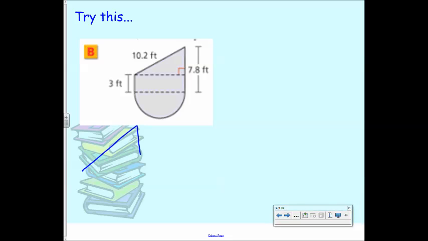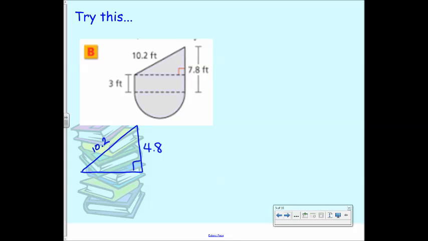Okay, I know that this is 10.2, but that's not really going to help me because this is what part of the right triangle? The hypotenuse. So I need the base and the height. Do I have the height? I can figure out the height, right? Because this is 7.8 and this is 3, so the height must be 4.8. So then how could I figure out the base? A squared plus b squared equals c squared. Okay, so a squared plus b squared equals c squared.